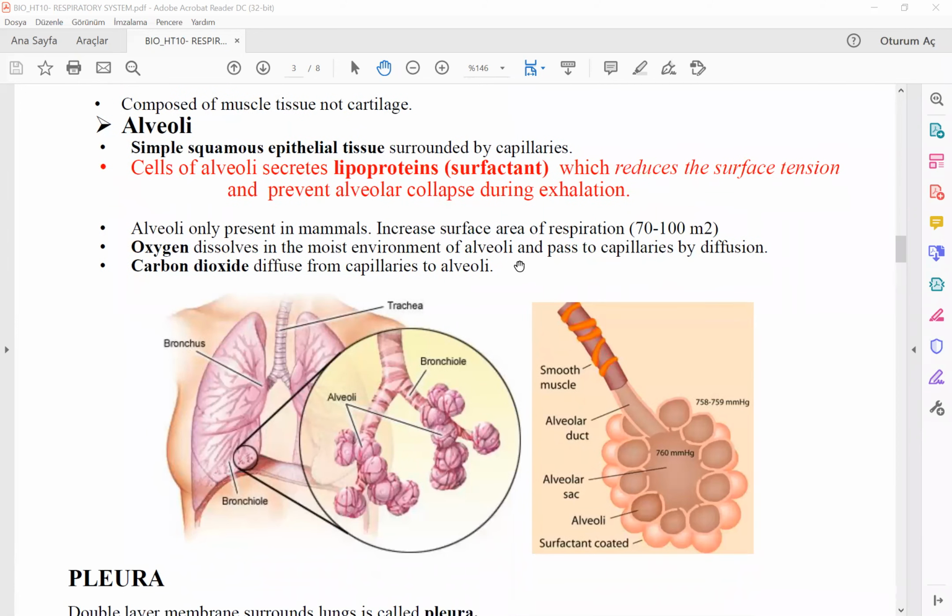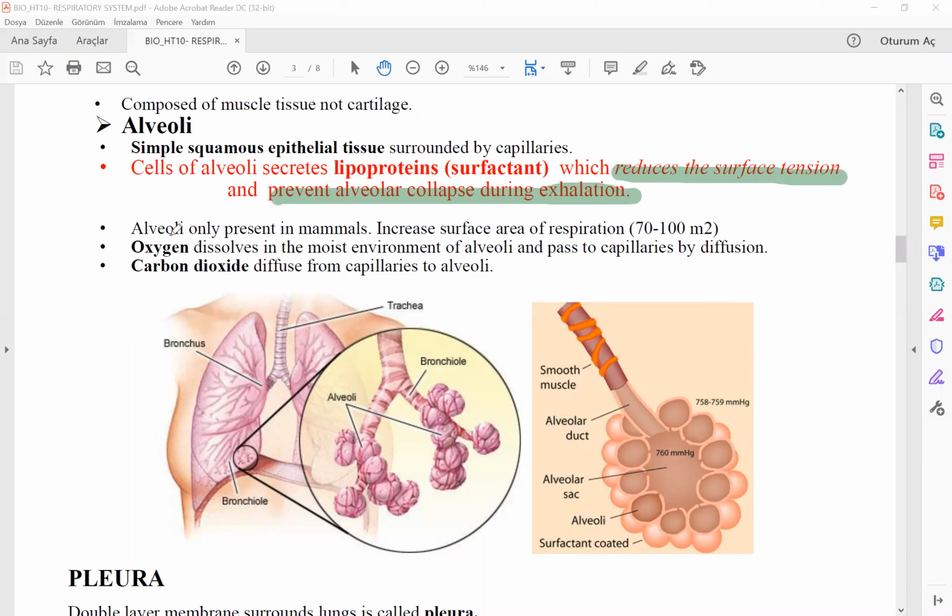And the alveoli have only one layer of simple squamous epithelial tissue, and they are surrounded by capillaries in this figure. And the cells of the alveoli also secrete a very important chemical called surfactant. It's a lipoprotein. The main purpose of this molecule is to reduce the surface tension and prevent alveolar collapse during exhalation. So this lipoprotein, surfactant, prevents the alveoli from collapsing.